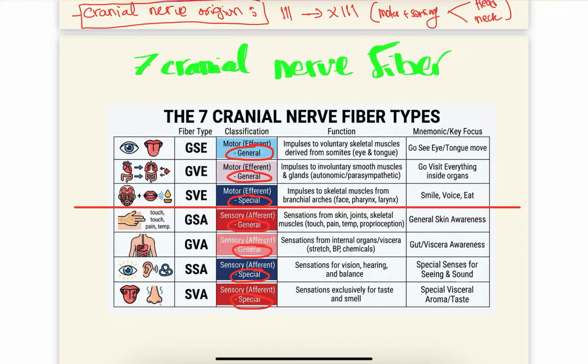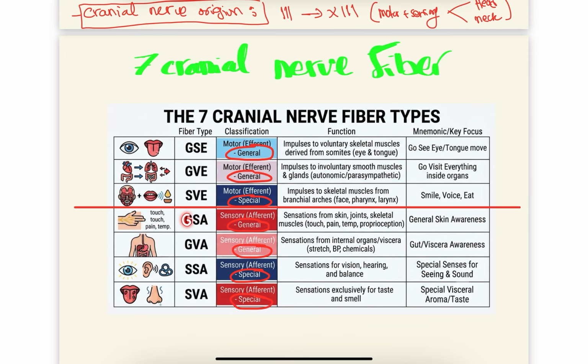So it's associated with what? The skeletal muscle, which is in our face, in our pharynx and larynx, because we have voice and eat. So these muscles are coming from the branchial arches. Okay? Now, these three are the motor ones. Now, let's try to memorize the sensory ones, these four here.